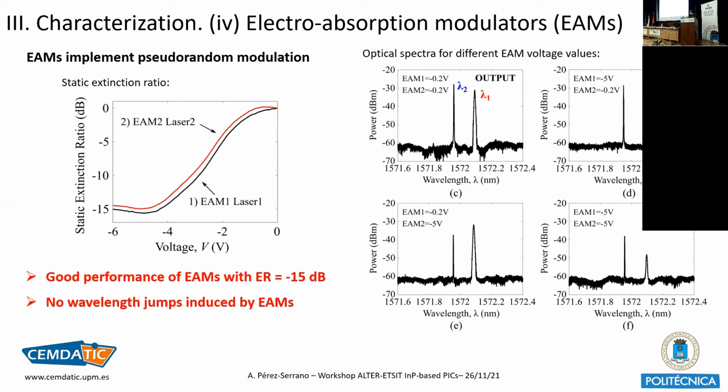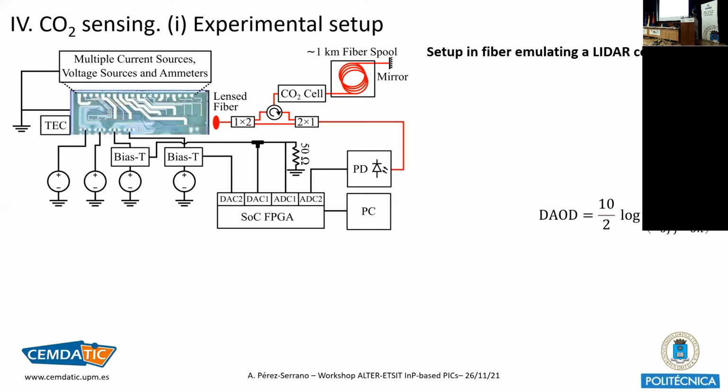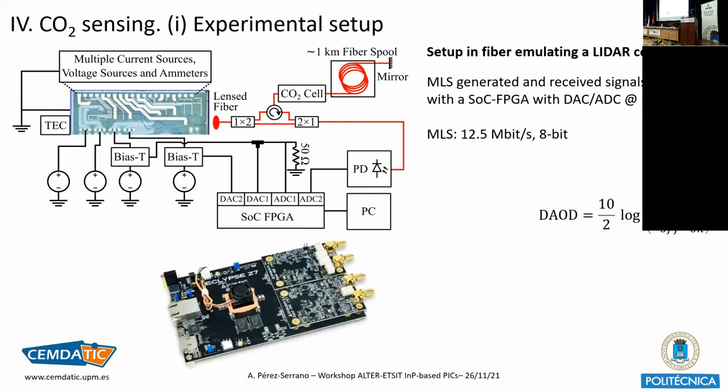Okay. So finally, I will show you the experiments that we have performed for CO2 sensing. This is a setup in fiber emulating the Lidar configuration, where we are gathering the signals for performing the measurement. Then a part is divided in order to have the transmitted signals and the received signals that go through the CO2 cell, and also a fiber spool, and then a mirror, return back, and are gathered with the photodiode.